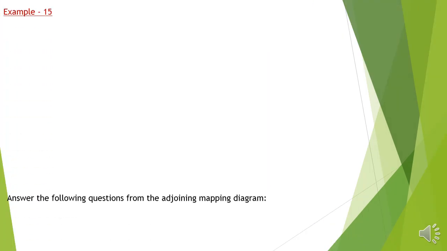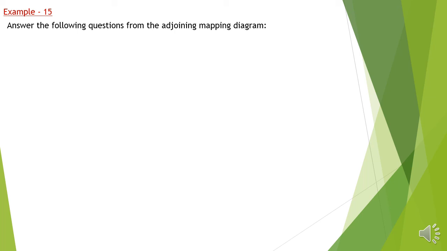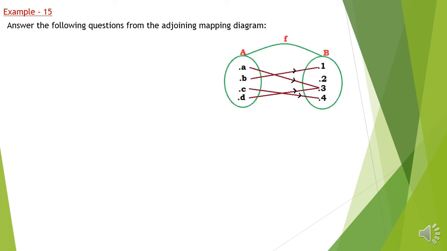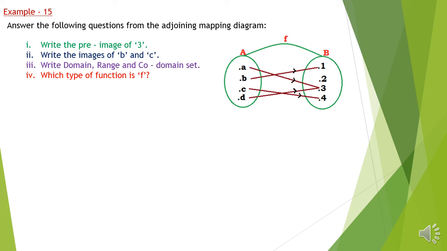Another question, 15. According to the adjoint, now the mapping diagram will be given to you, and from the mapping diagram we have to answer the question. Write the pre-image of 3. Now we have to be sure this part is x part, so it is the pre-image part, this is the y part, so it is the image part. So the pre-image of 3 are a and d. This a and d is the pre-image of 3 because a and d are mapped to 3. This is pre-image, this is image part.